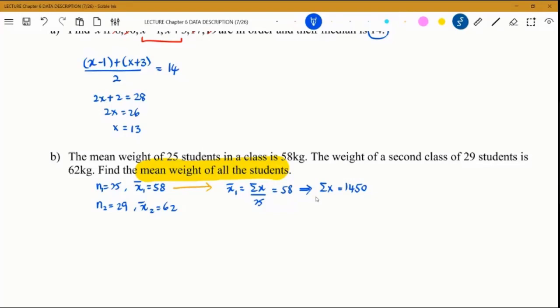Second data. So we're gonna have X bar 2, which is summation X. So let's say I'll put this one as in 1. Here will be 2 over 29 equal to 62. So summation X2 berapa?